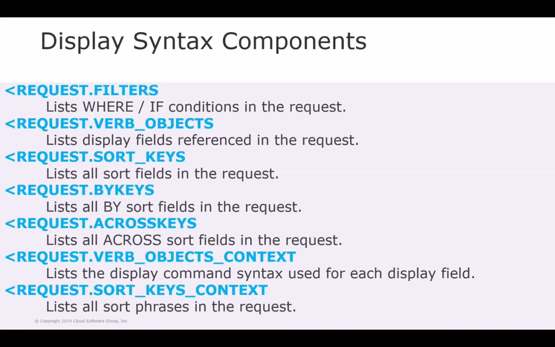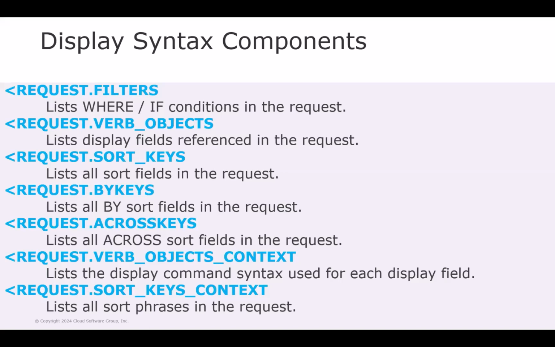So anyway, what else is available is sort_keys_context with the request prefix. Those are all the sort field phrases in the request. What's interesting, like I said, is that it's displayed in the report or the chart, the actual command. So some might be the verb, but if there's any kind of reference with that verb object, you'll see it as well directly.